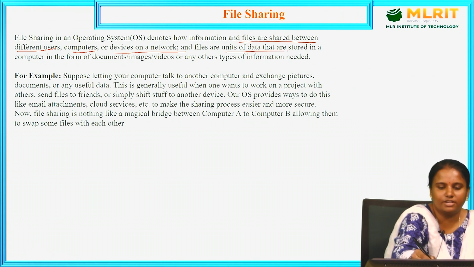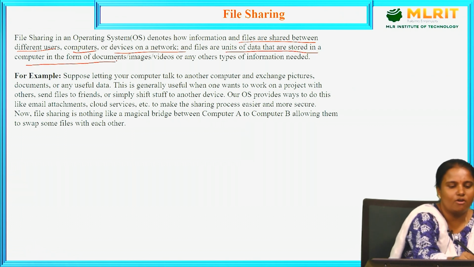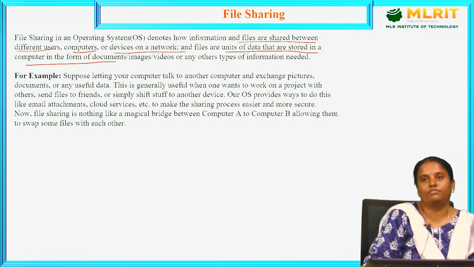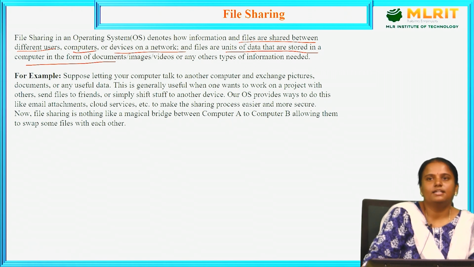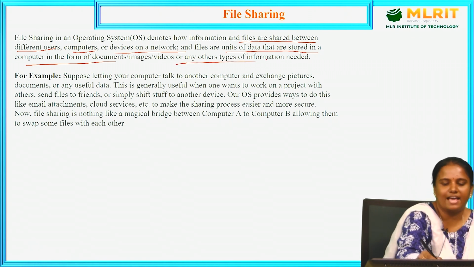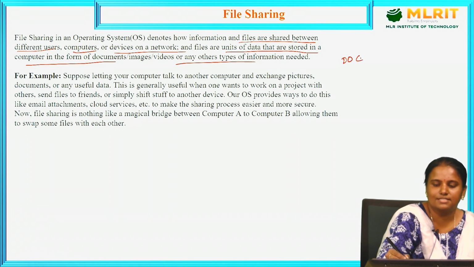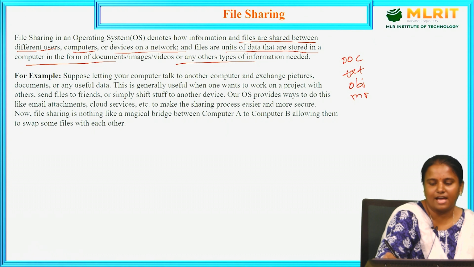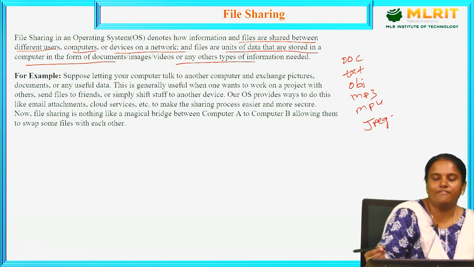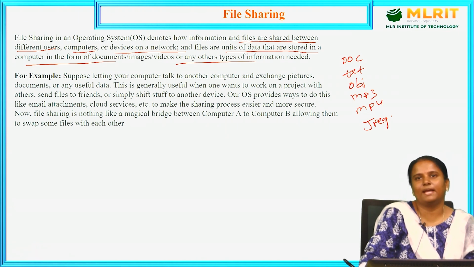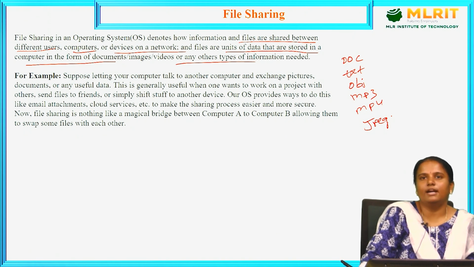Files are units of data that are stored in a computer. They may be in different formats, such as documents, images, videos and any other types of information needed. The files may be doc files, text files, object files, MP3 files, video files or image files. Whatever files we need to share may be of different types: doc, text, object, MP3, MP4 or JPEG image files.